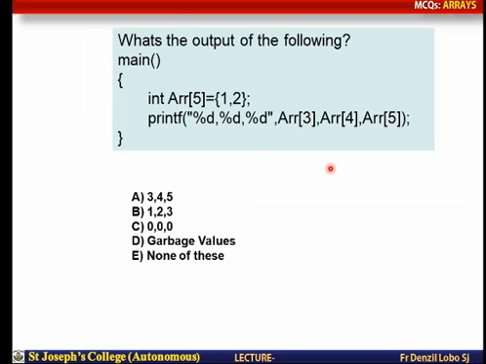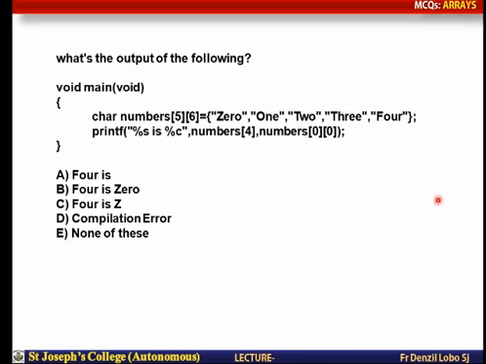What is the output of this? 0, 0, 0. Okay. What is the output of the following? Character numbers 5, 6, 1, 2, 3, 4. So %s is %c. Here it prints %s and it has to print %c. What is numbers 4? Numbers 4.